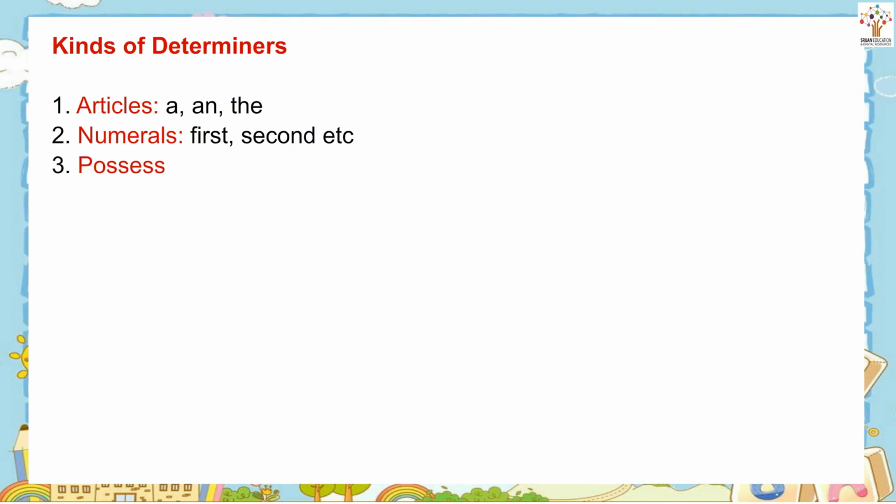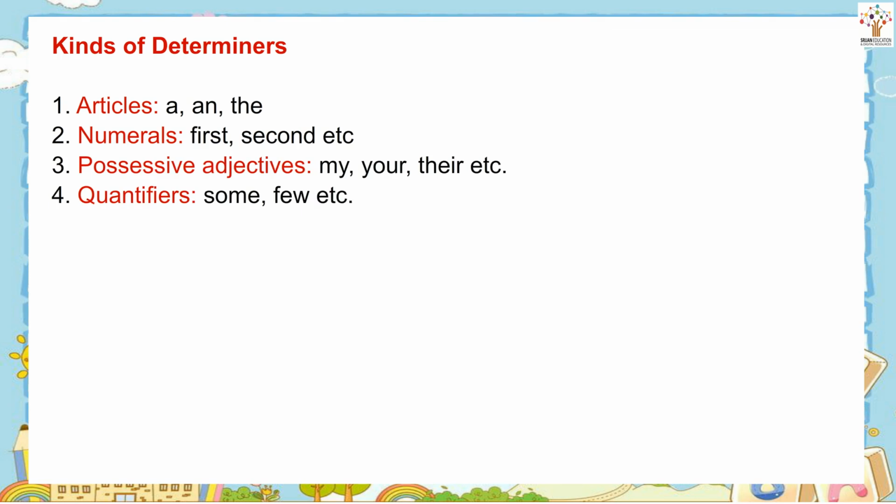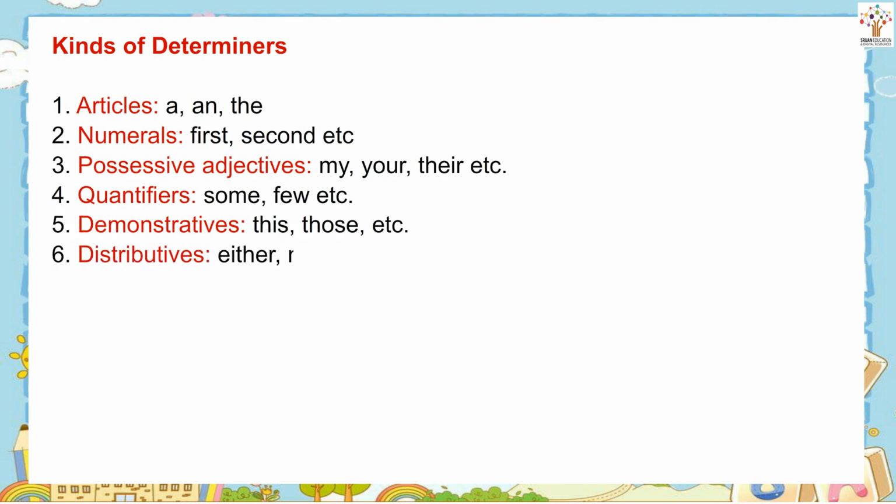Kinds of determiners. Articles: a, an, the. Numerals: first, second, etc. Possessive adjectives: my, your, their, etc. Quantifiers: some, few, etc. Demonstratives: this, those, etc. Distributives: either, neither, etc. Interrogatives: what, which, etc.